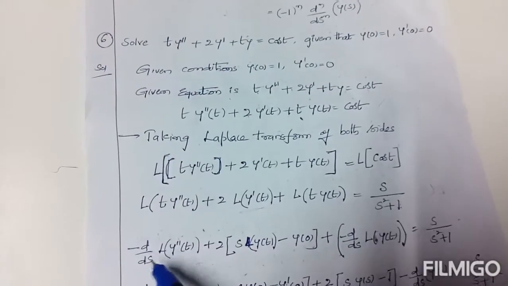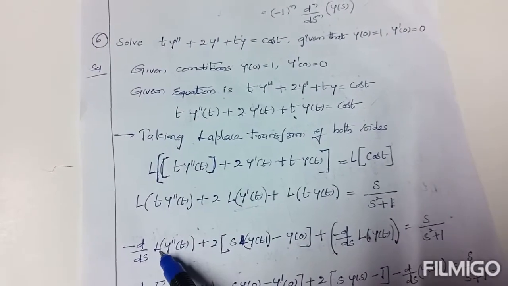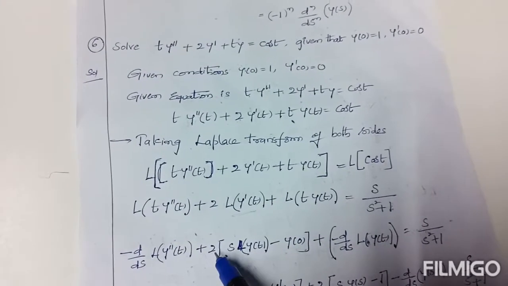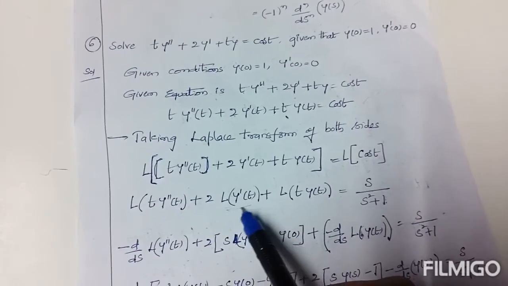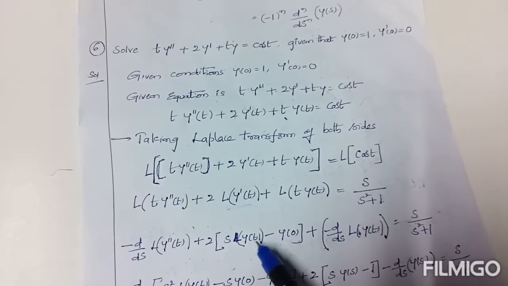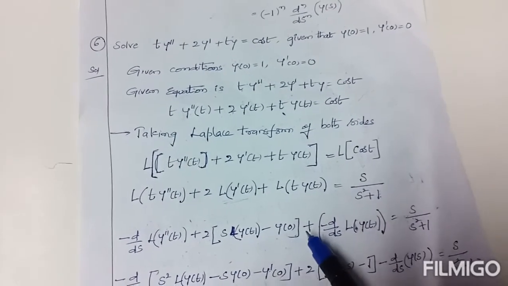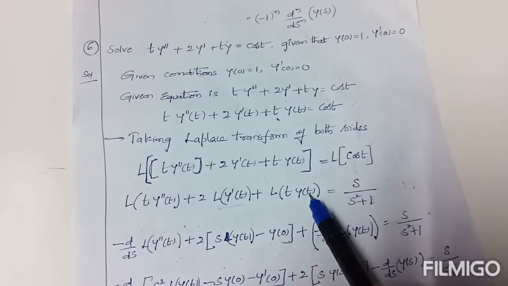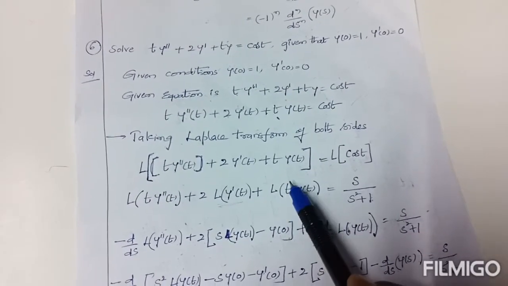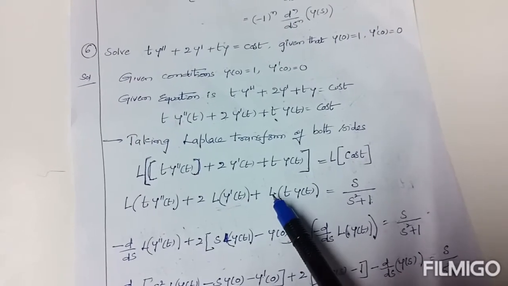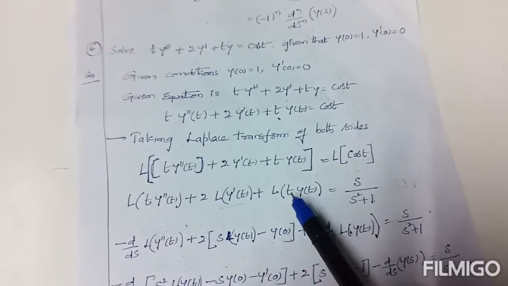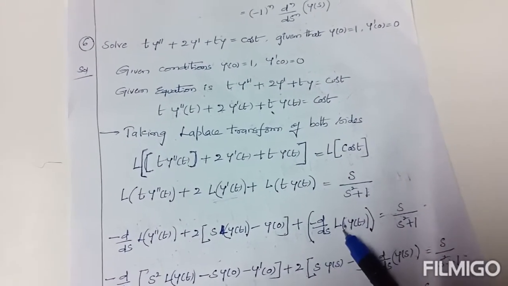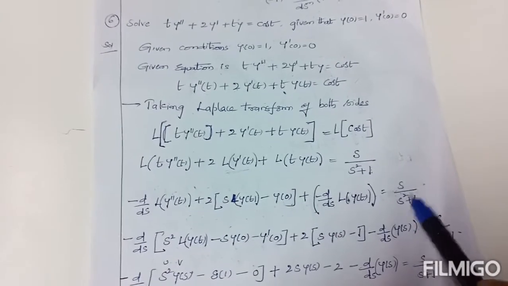So the corresponding formula: minus d by ds of L operated on only y double dash of t, plus 2 into, this is a very standard formula, s into L of y of t minus y of 0, plus, again this is L operated on the product of two functions, out of two, one is t to the power 1 times y of t. So you operate L on only y of t, and instead of t the corresponding operation is minus d by ds of L of y of t, equal to the right side as it is.